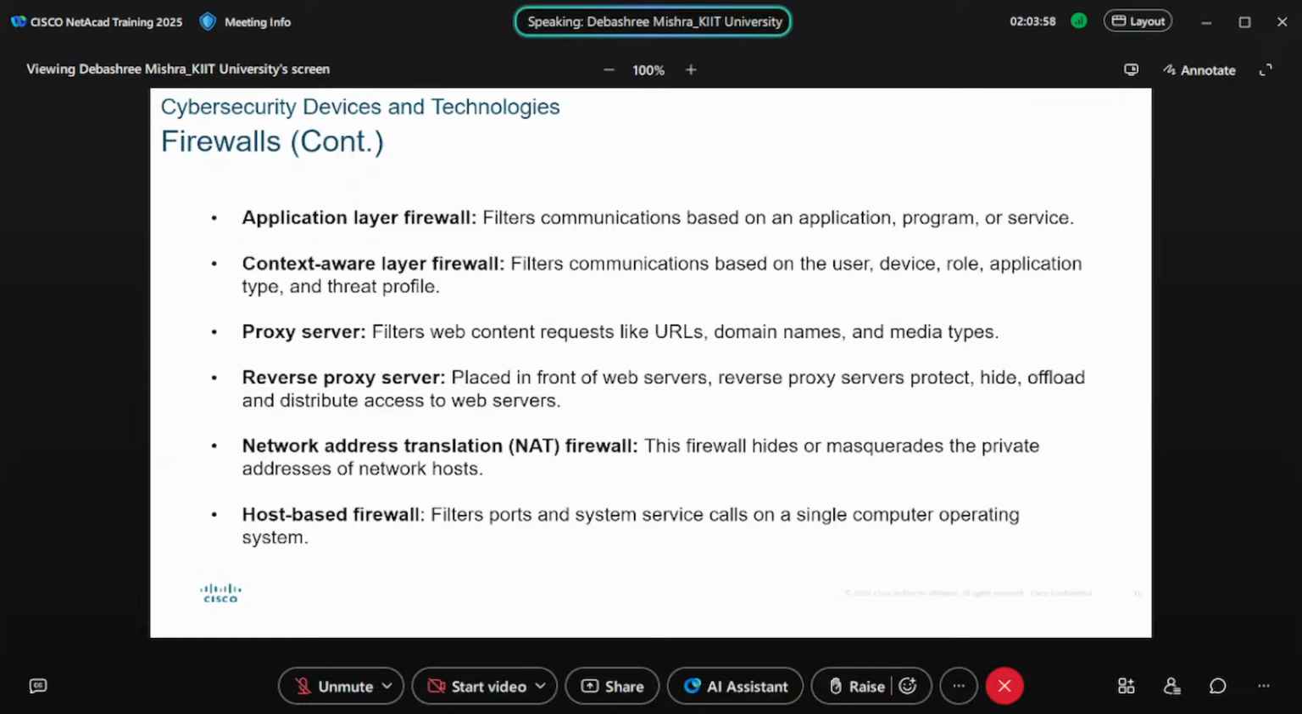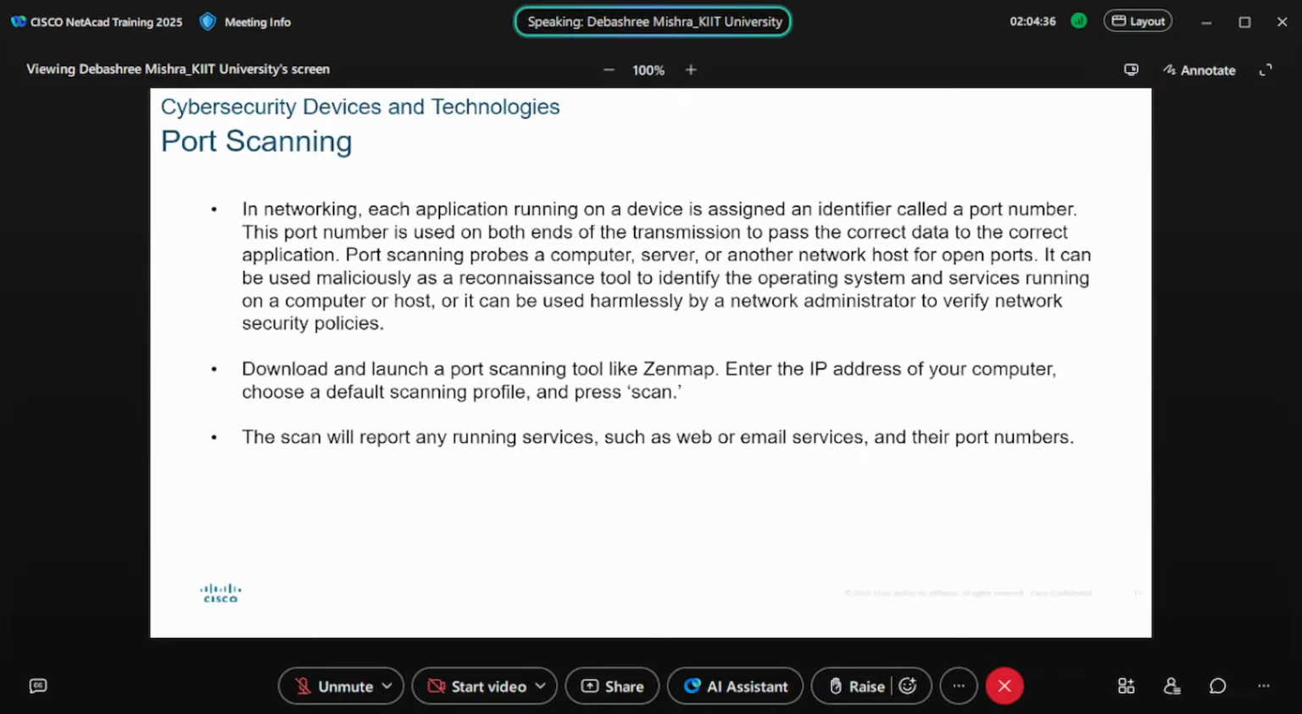Next is your host-based firewall. This is again a filtering technique. It filters your ports, the systems, and the service calls on a single computer operating system. Got it? Okay. In the next class, we'll be starting with the port scanning system.